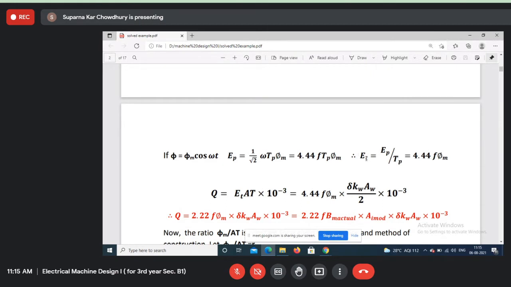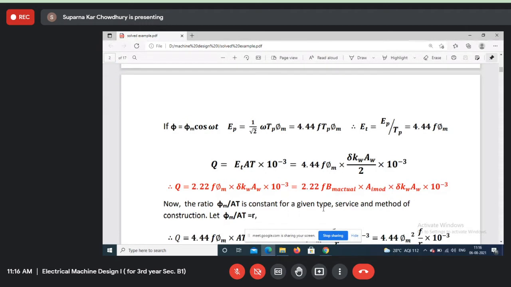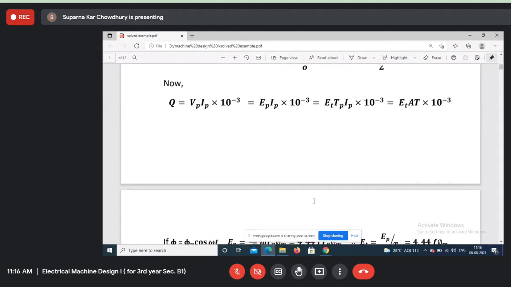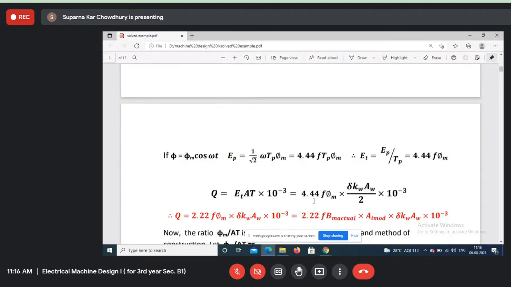So ET, the voltage per turn, is EP by TP. So it is 4.44 F into phi m. So Q, what we have got as ET into AT into 10 to the power minus 3, replacing ET by this, we get 4.44 F phi m into delta Kw AW by 2 into 10 to the power minus 3. Now this I am deriving for a single phase transformer.